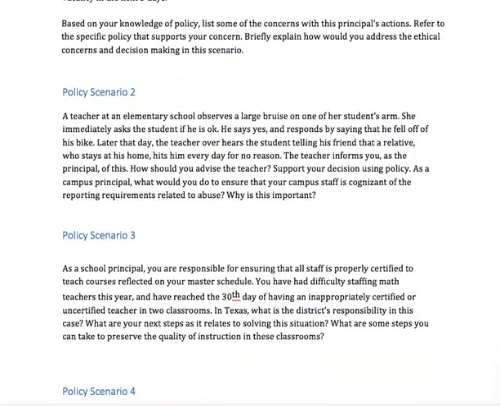Your second scenario is that there's a teacher in an elementary school and she notices a bruise on a student's arm. You're going to be the principal. She's going to come and speak to you and you're going to talk about how you're going to advise that teacher. Then again, you're going to support your decision using policy and why it's important for you to have all the information you need about reporting abuse.